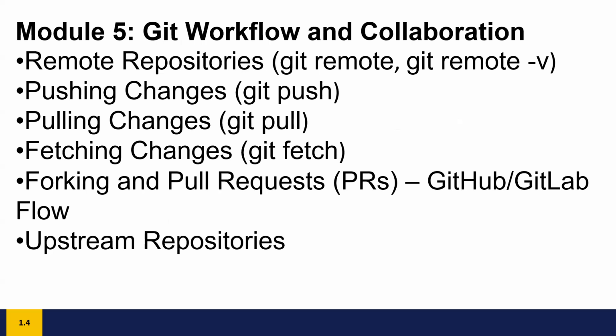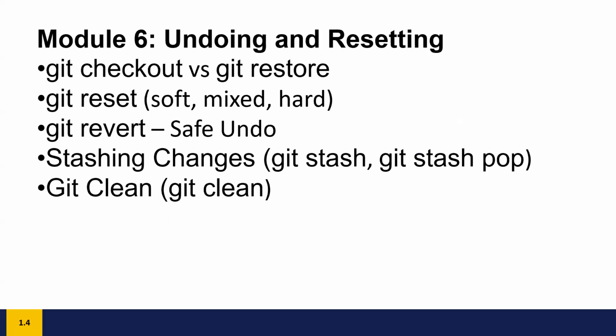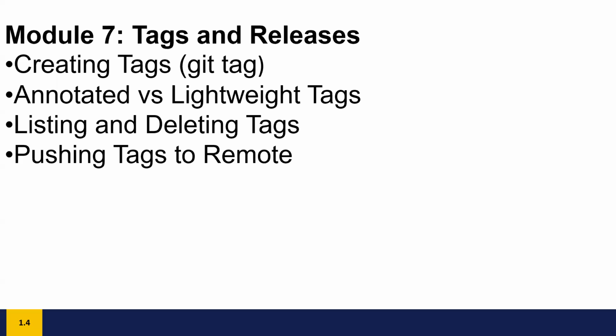Module 5, Git workflow and collaboration: how we can use the Git workflow, remote repositories, pushing the changes, pulling the changes, fetching the changes, forking and pull request, upstream the repositories. Module 6, undoing and resetting: Git checkout versus Git restore, Git reset, Git revert, Git stash, Git clean. We'll discuss these in module 6.